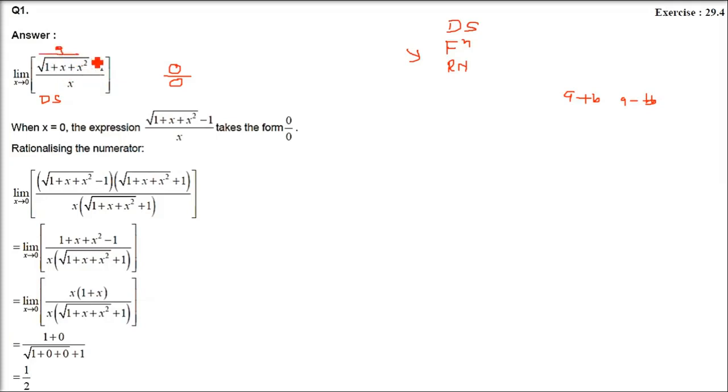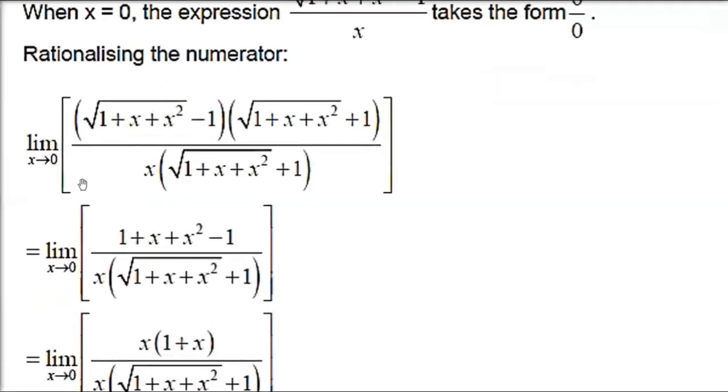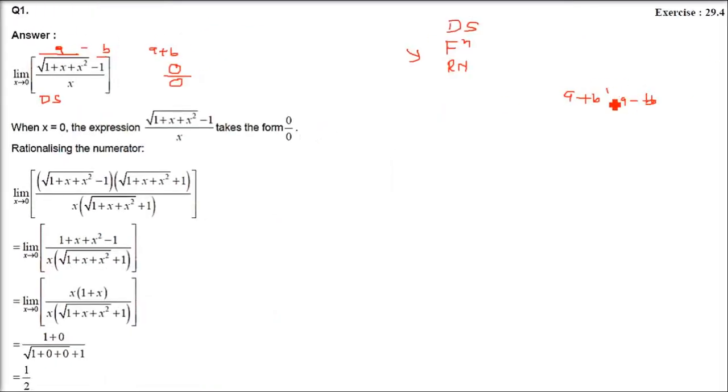Assume this to be a, this to be b. So you have a minus b, and you have to multiply it by a plus b, and the same thing you have to do in the denominator also. So you multiply the same thing with a plus sign, numerator and denominator both. This is under root. Basically a plus b times a minus b is what? A squared minus b squared.